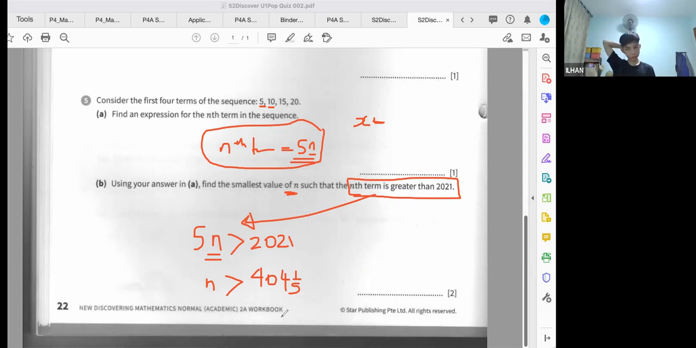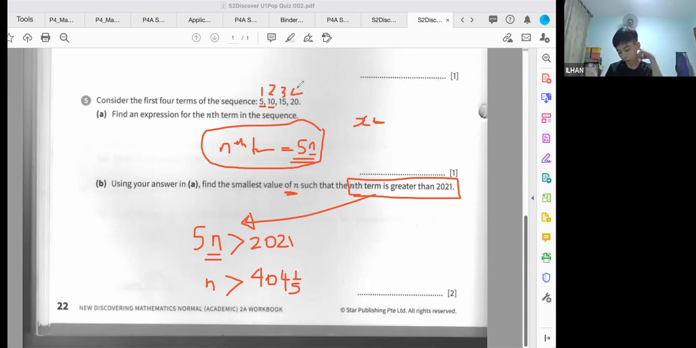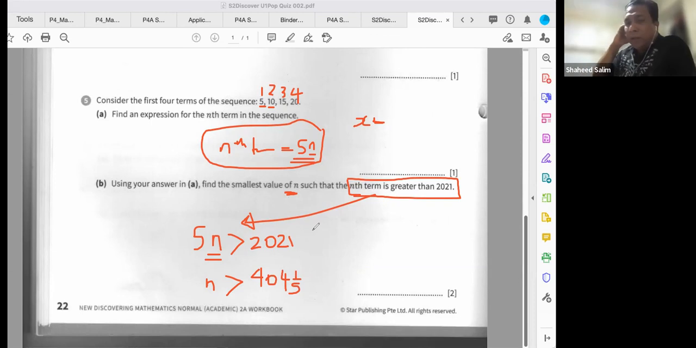404 and 1/5. No. If the term is 1.5, there's 1, there's 2, it must be a whole number. I can have 1.5, cannot have. It's like your register number. You don't have a fractional register number. How many students in your class?